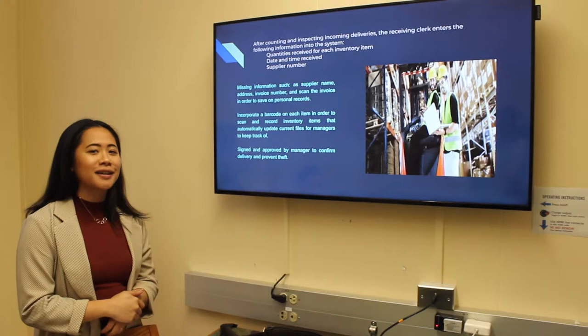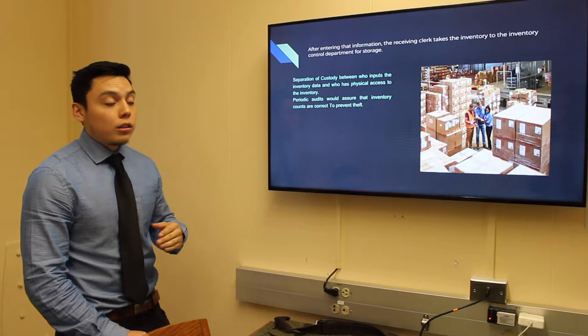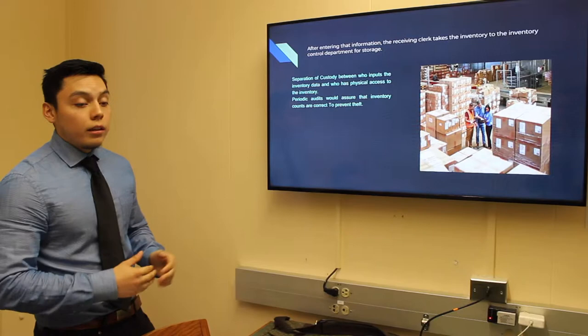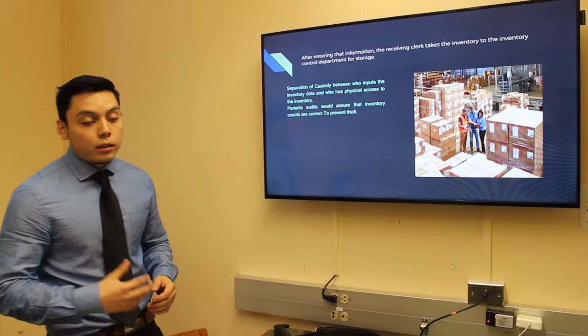One issue I see with activity 4 is that it correlates with activity 3. The reason being is that after entering information, the receiving clerk takes the inventory to the inventory control department and actually stores it himself or herself. An issue I see with this is that we need a separation of powers in this process, because the person that's inputting information should not necessarily be the one responsible for storing the inventory, because whatever he puts down on record may not correspond with what's in the storage room.